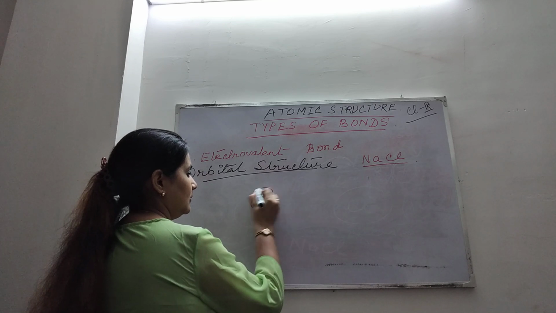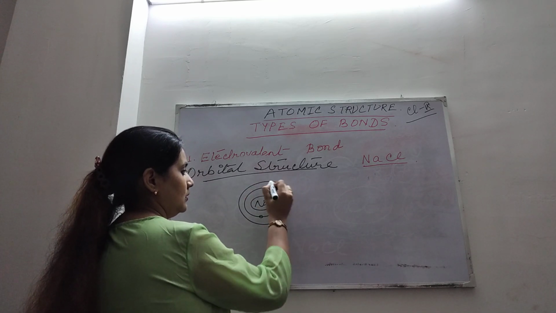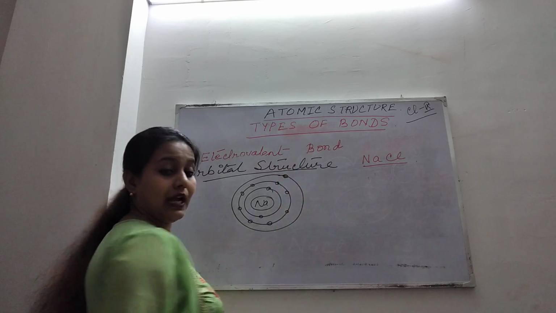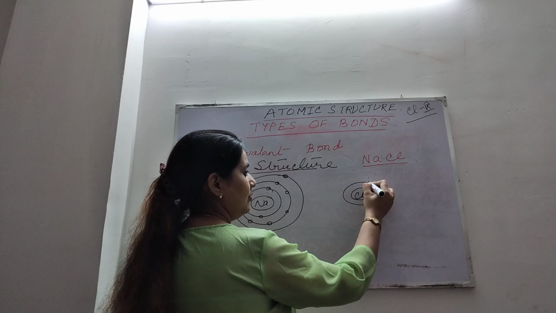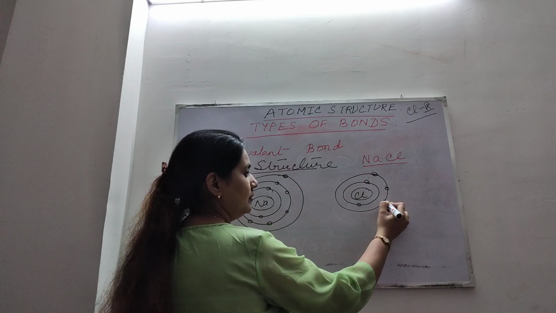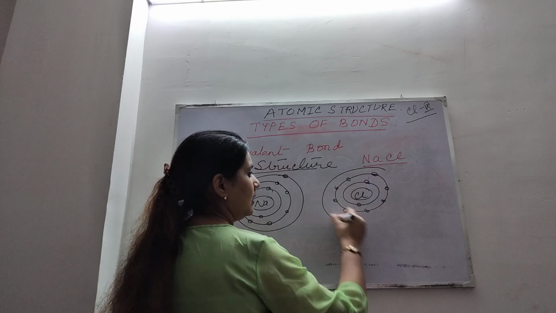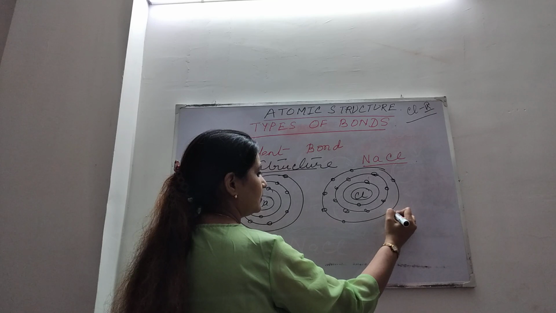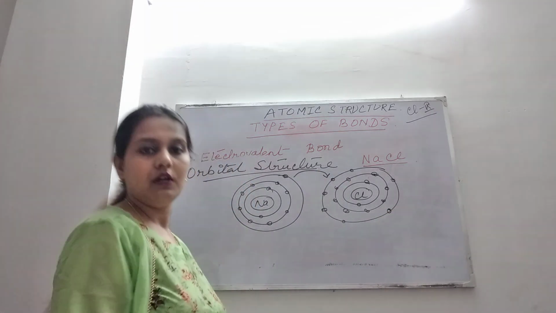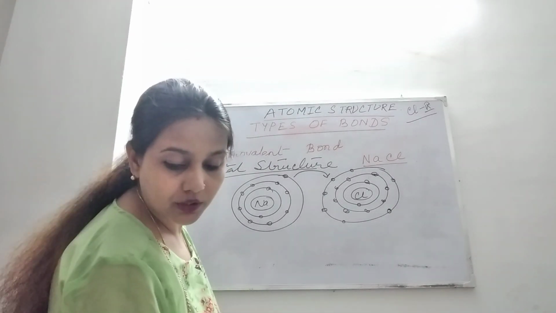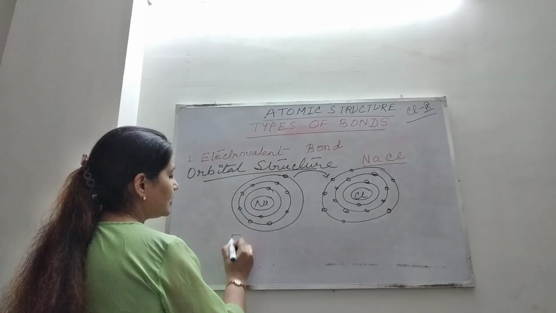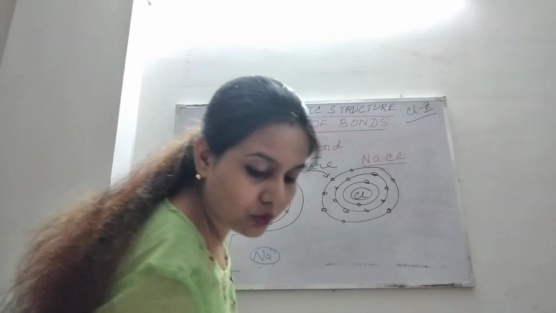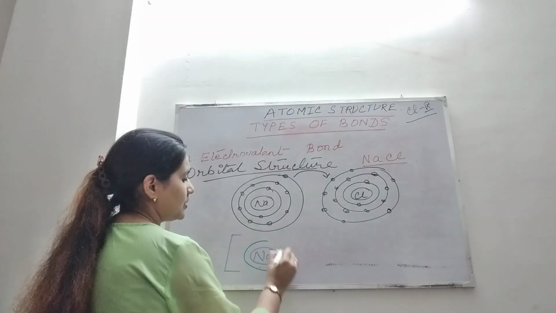Now, when it is sodium chloride, the structure I first have to draw is Na, 2 electrons, then 8 electrons, and then 1. And chlorine, similarly, will have 2 electrons, then 8 electrons, and then 7 electrons. So this 1 electron will be transferred from here to here. When this transfer of electron takes place, sodium loses 1 electron and sodium itself becomes positive. When it loses 1 electron, it becomes positive.